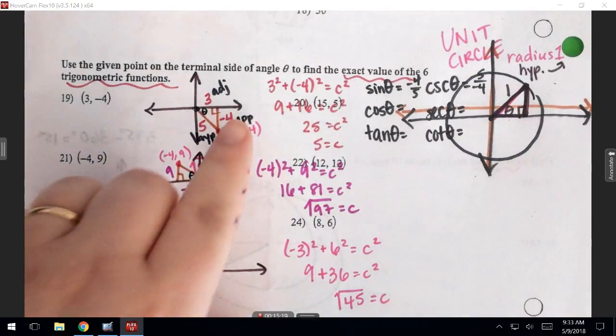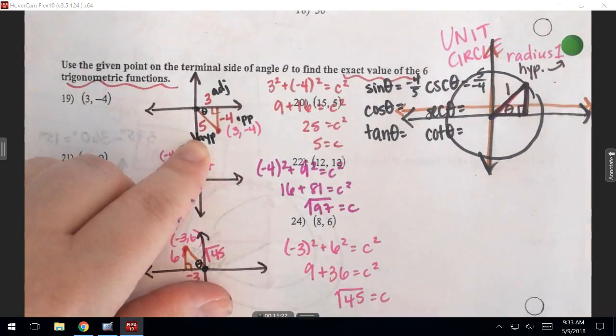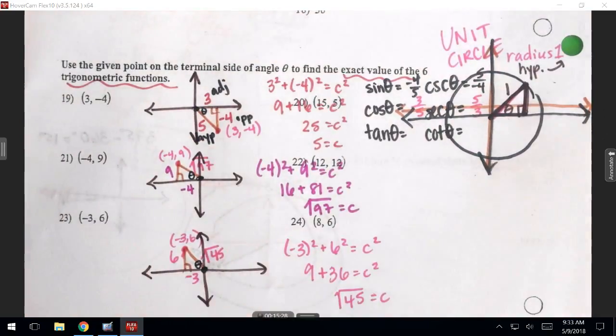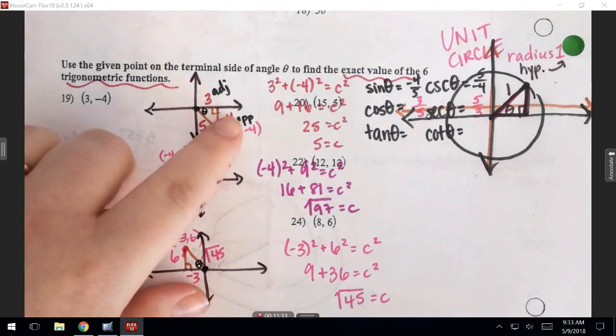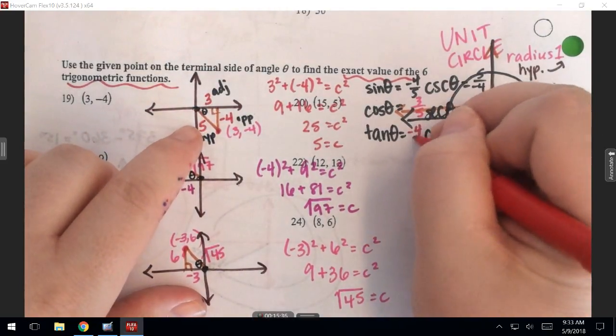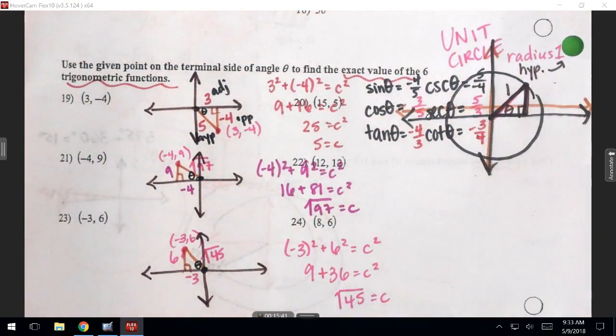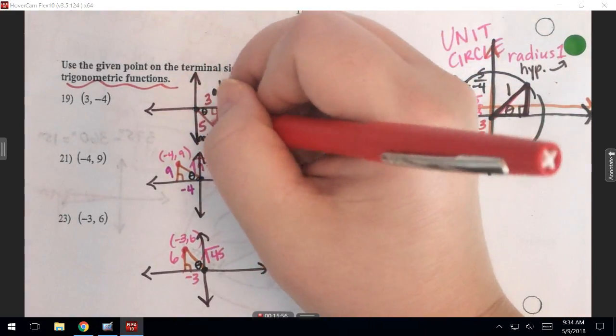We know cosine is adjacent over hypotenuse, so 3 over 5, which means secant is 5 over 3. And then tangent we know is opposite over adjacent, so negative 4 over 3, which when we flip that is negative 3 over 4. So sad day, we're combining a lot of things we've learned all at once, but we can find those 6 trig functions using these coordinates, which again it says it's the terminal side, so it's like we've drawn this angle to here.